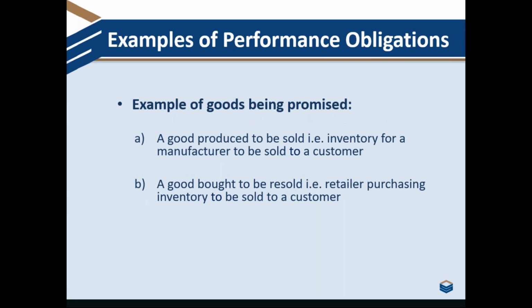Okay, so what we are going to probably do a lot from here is start talking about some examples. I don't want to say case studies, but some deeper examples. But let's just talk about examples of performance obligations, examples of goods being promised: a good produced to be sold, i.e. inventory for a manufacturer to be sold to a customer, right? A good bought to be resold, i.e. a retailer purchasing inventory to be sold to the customer. So they're very straightforward, and you're going to find, I would say probably most of our clients, the companies that we work with, are fairly straightforward.